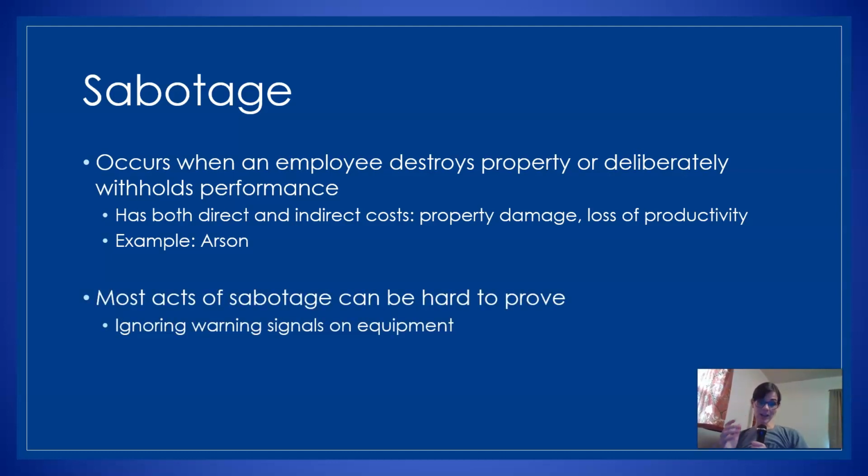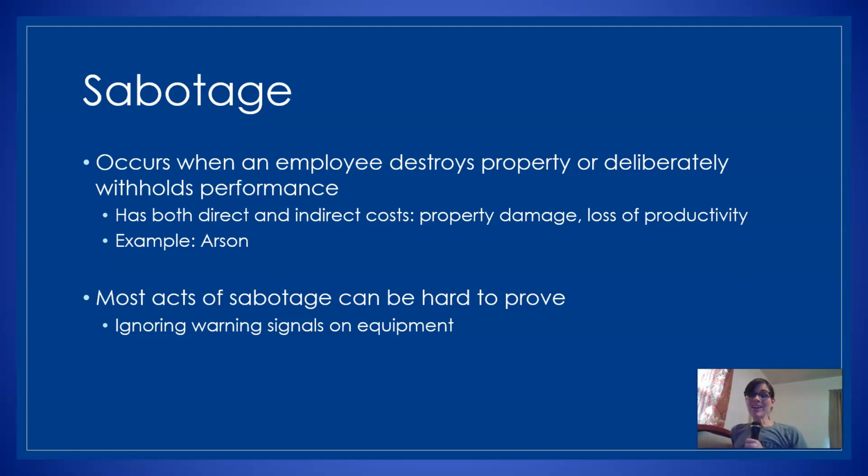Most acts of sabotage, though, can be really, really hard to prove. So, for example, let's say that one act of sabotage that you do is you purposely do a bad job, either to hurt the organization or to get yourself fired or laid off. Now, that is technically a form of sabotage, but it's really hard to prove. If you're ignoring warning signals on equipment, you're putting either yourself or other people at risk, but you could potentially make the case it was an accident. I didn't read it right. That can be really hard to prove.